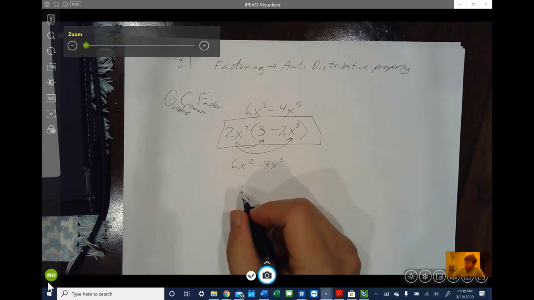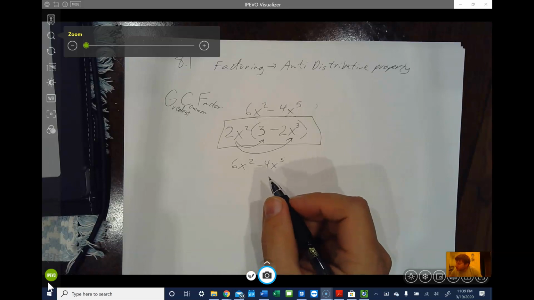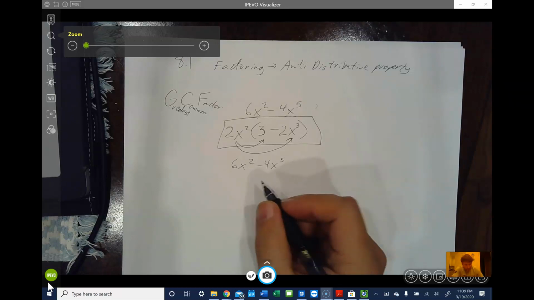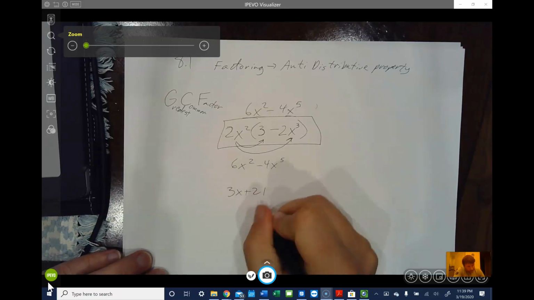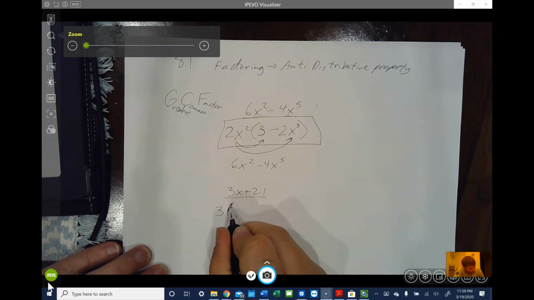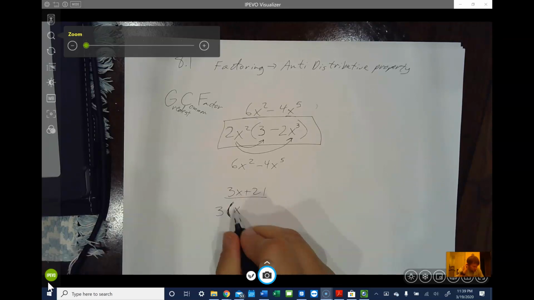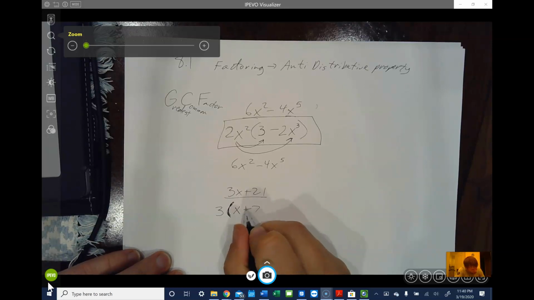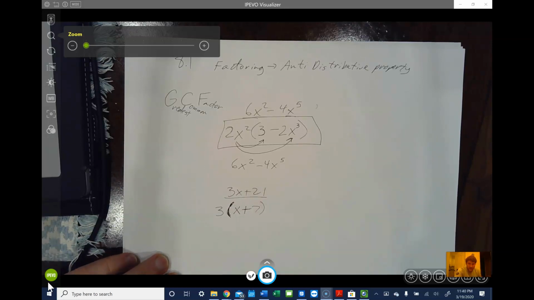Let's say we had, let me find a good example here in the book. Let's say we had 3x plus 21. What can we divide out of a 3x and a 21? Well, that would be a 3. I can factor a 3 out of both terms. What do I have left when I divide both of these terms by 3? Well, on this term, I'm left with an x, because 3 divided by 3 is 1, so it's just a 1x, or just x. What's 21 divided by 3? 7. So I'm left with 3 times x plus 7.